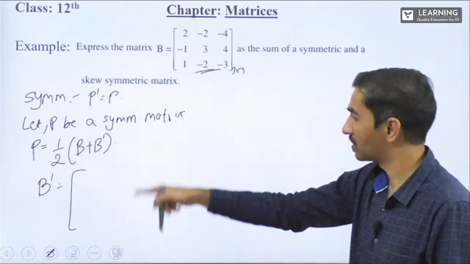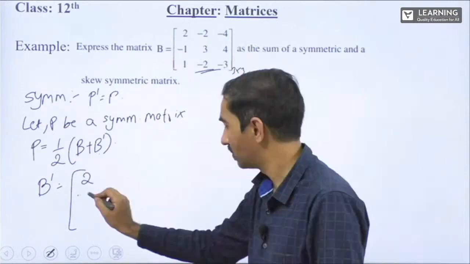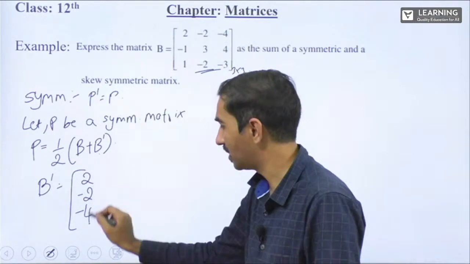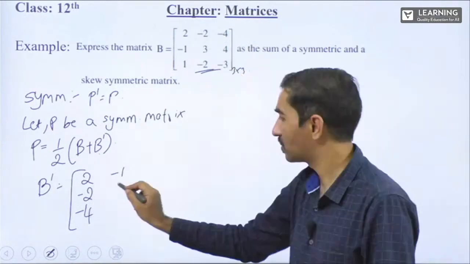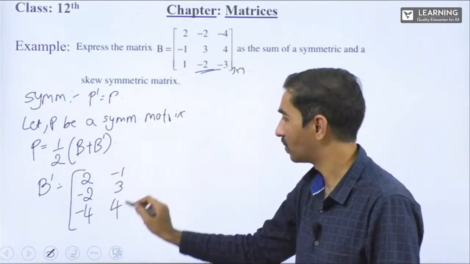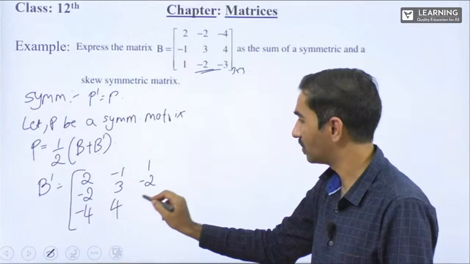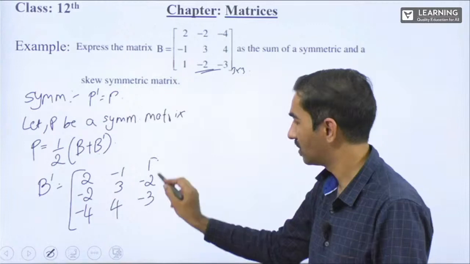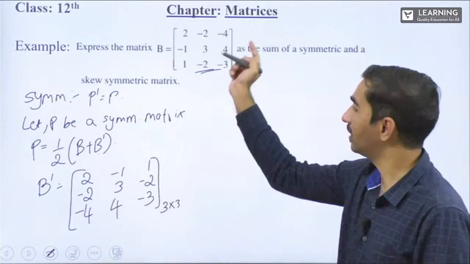So what is the first row here? 2, minus 2, minus 4. Write it as a column. Next, minus 1, 3, 4. Then 1, minus 2, minus 3. What is the order here? 3 cross 3. Same thing. Writing the rows as columns.